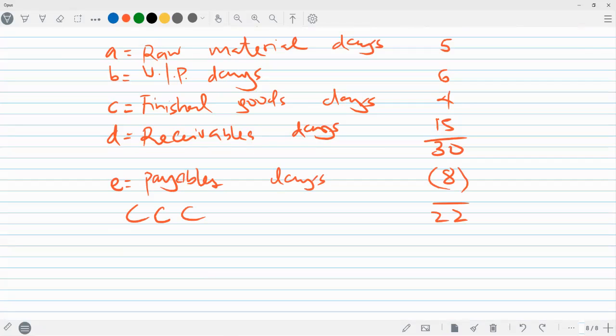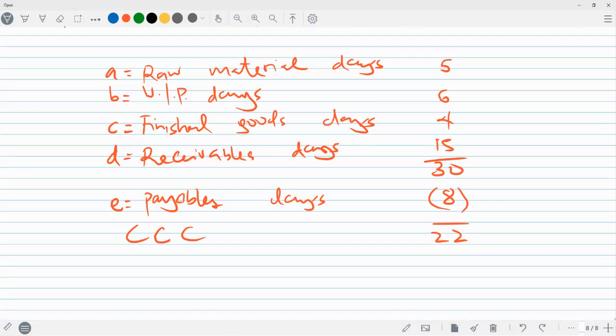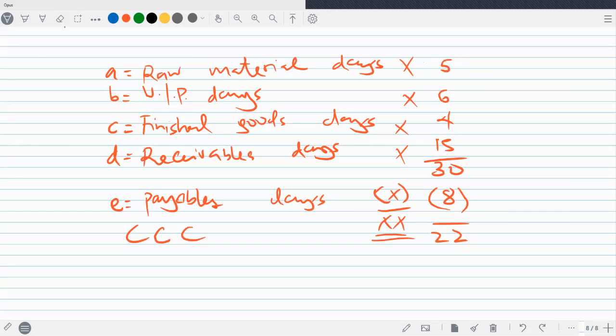Which simply means the cash conversion cycle is equal to the days for raw material, plus the days for work in progress, plus the days for finished goods, plus the days for receivable, minus the days for payable, to give the cash conversion cycle. Clear?